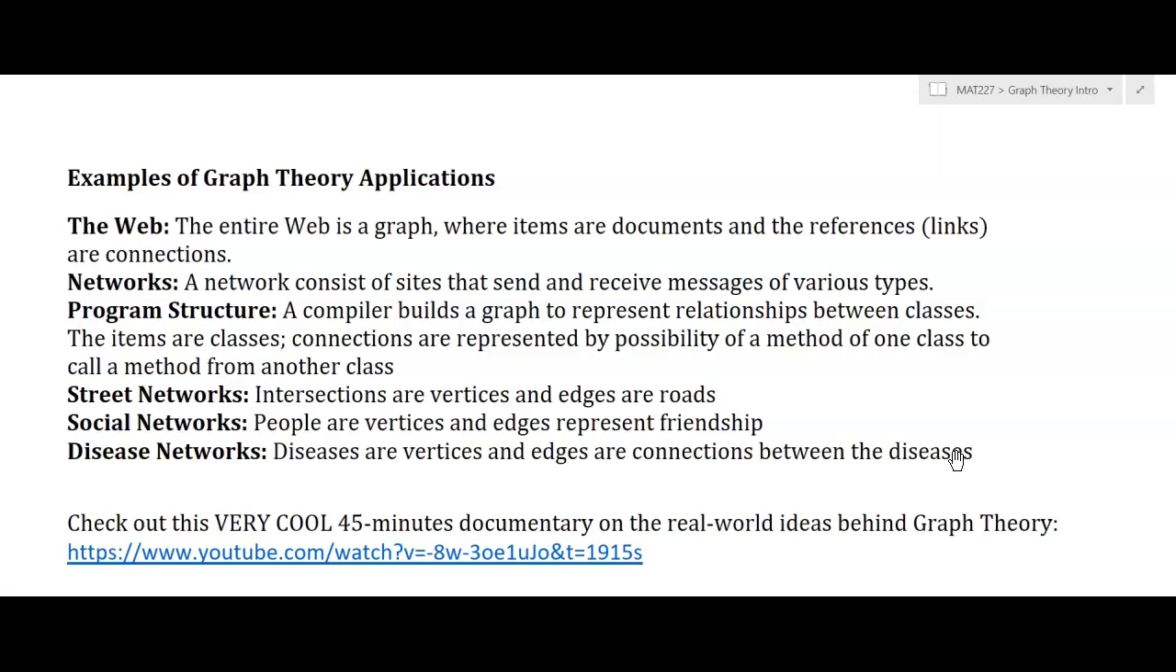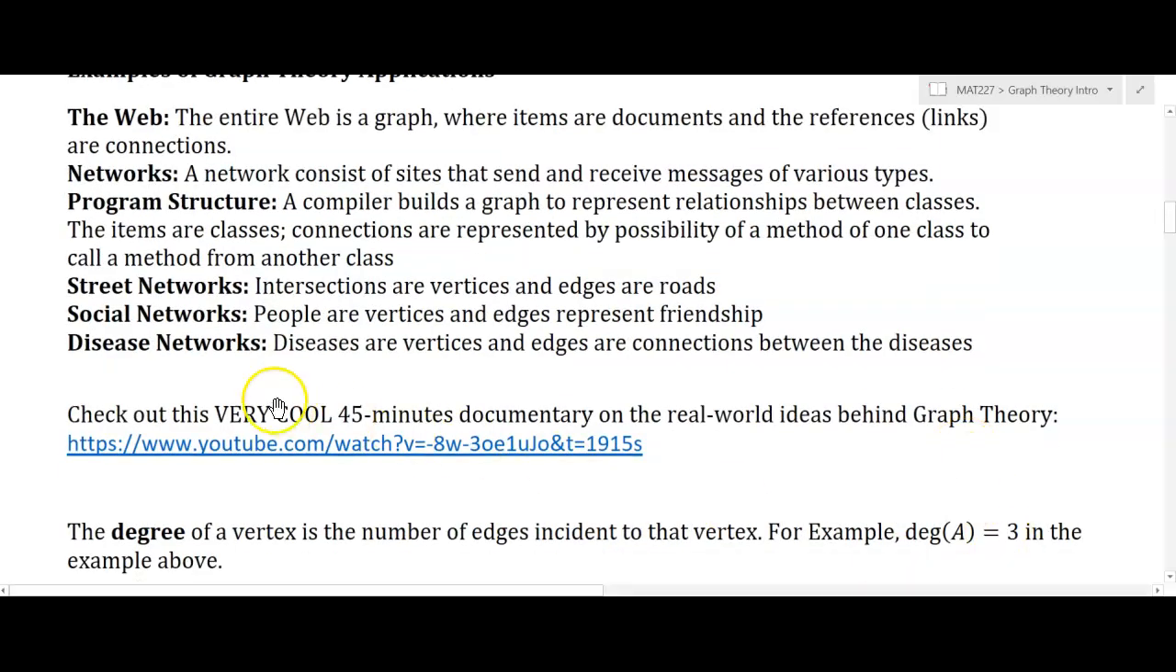Now, I highly encourage you, this will really set the frame, set the mood, this is a really fun, interesting documentary that is about 45 minutes long. It was put on by the BBC. It's called 6 Degrees of Separation.